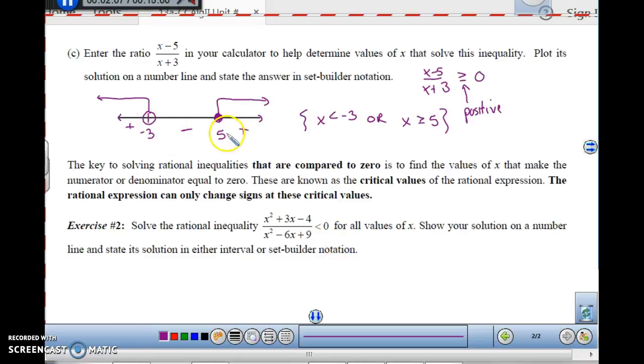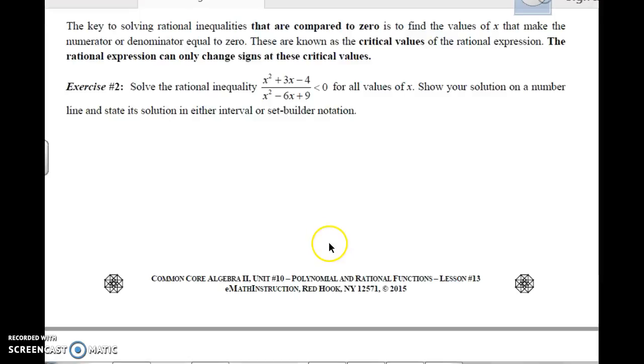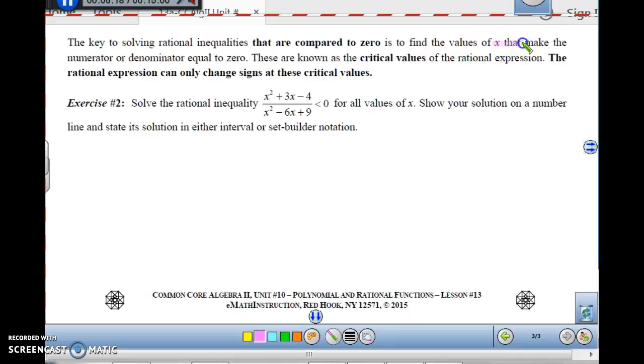So we look for the critical points that make it equal to 0 or make it undefined, and then we plot them and figure out where they're positive or negative depending on the value. So the key to solving rational inequalities compared to 0 is to find values of x that make the numerator and denominator equal to 0. These are called the critical values. The rational expression can only change signs at these critical values, because if it's equal to 0, on either side it's going to be either greater or less than it. So we have to know what the zeros are.